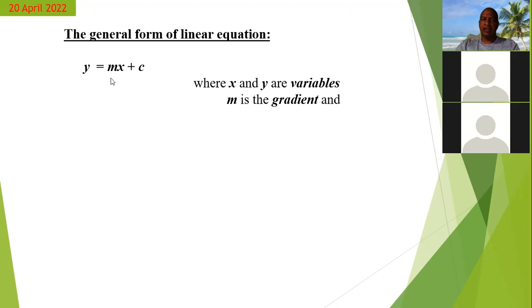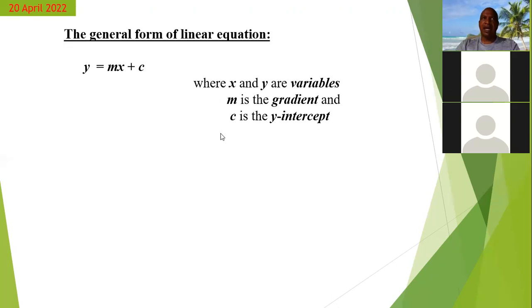So in order to find the equation of the line, we need to be able to find the gradient from any given points. We also know the C would be the y-intercept, which would be the point on the y-axis that the line cuts the y-axis. All right, so you just read the value from the y-axis wherever the line cuts the y-axis.